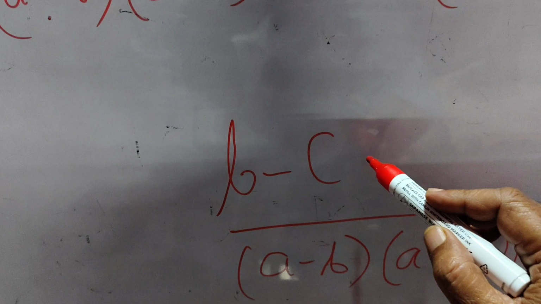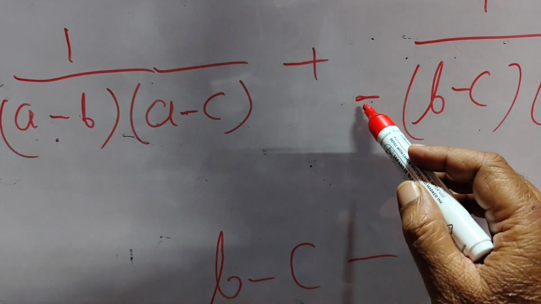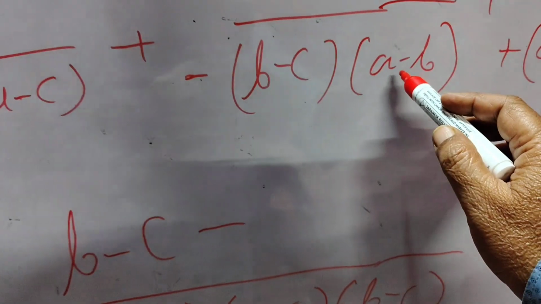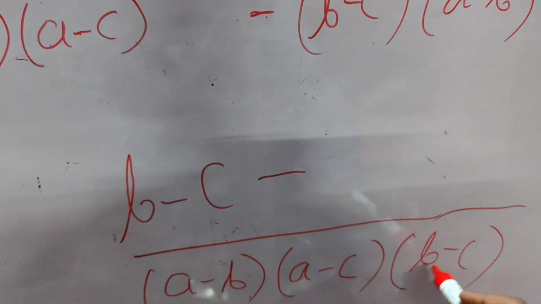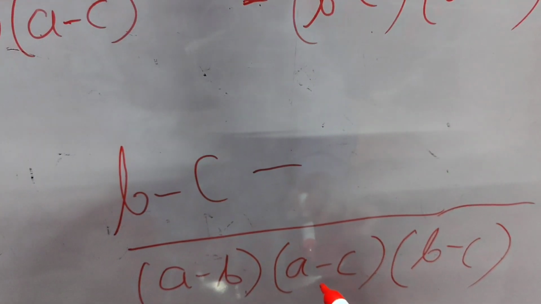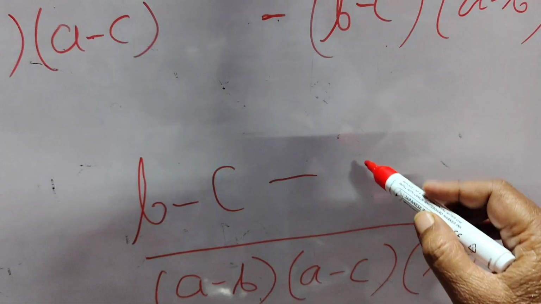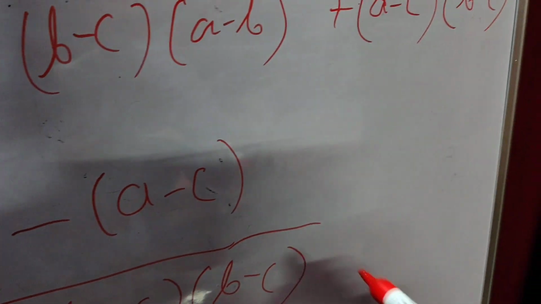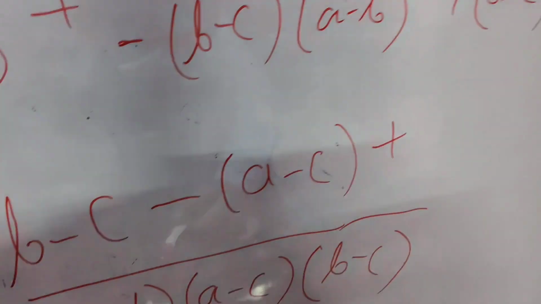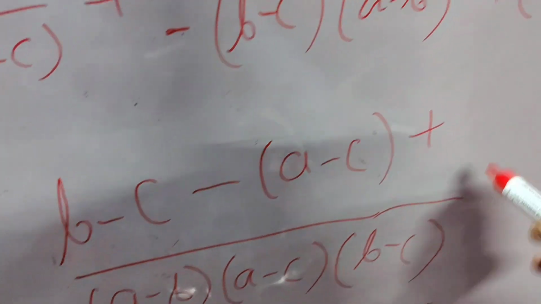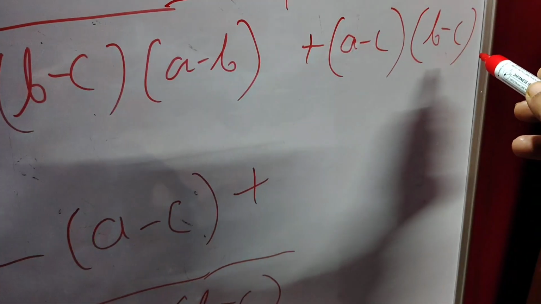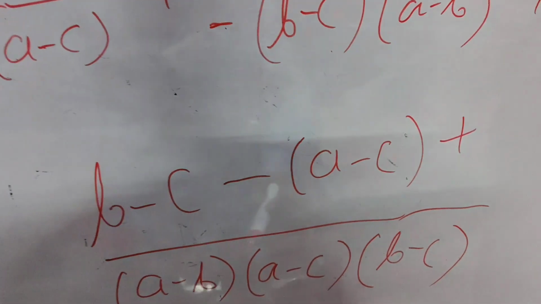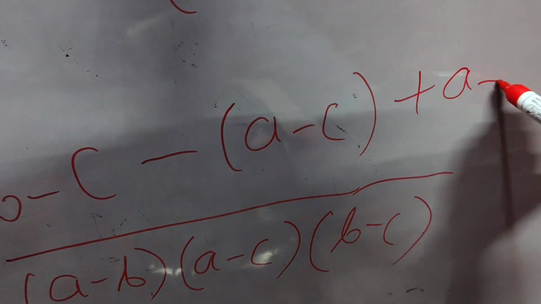Then plus minus will become minus. Here it is plus and this is minus. This sign will become minus. b minus c, a minus b. So b minus c, a minus b, I am left with a minus c. A minus c into 1 will be a minus c. And then plus, if this LCM is divided by a minus c into b minus c, I am left with a minus b. So I'll write a minus b.